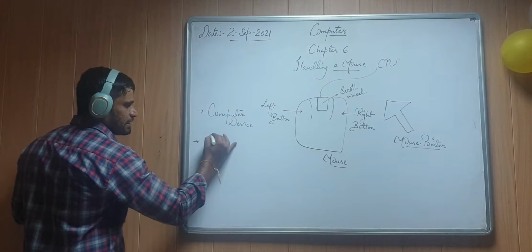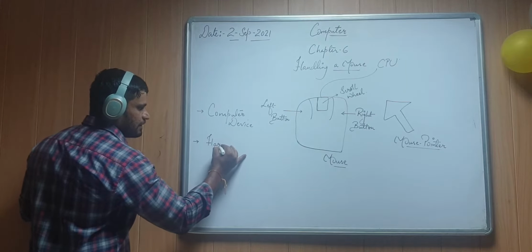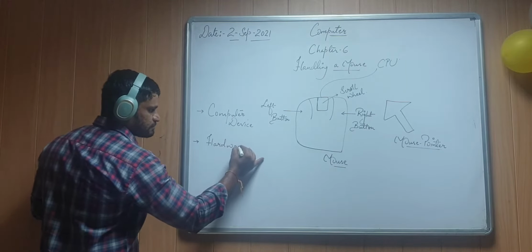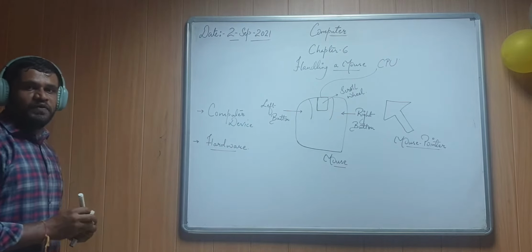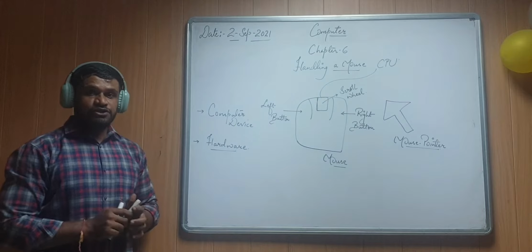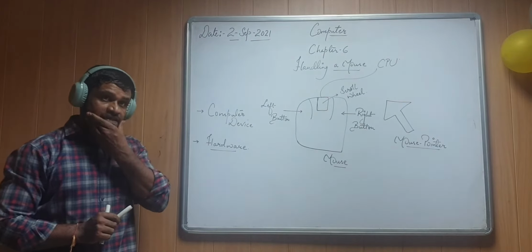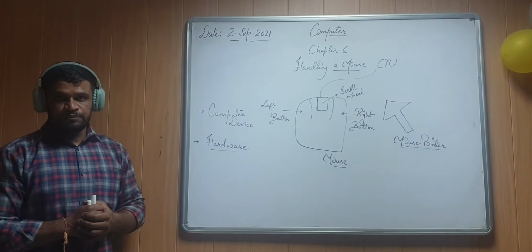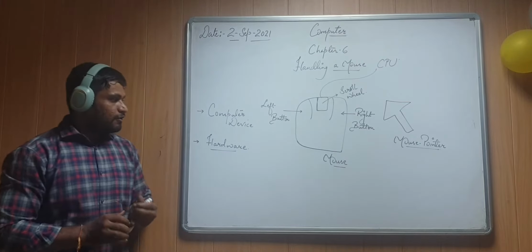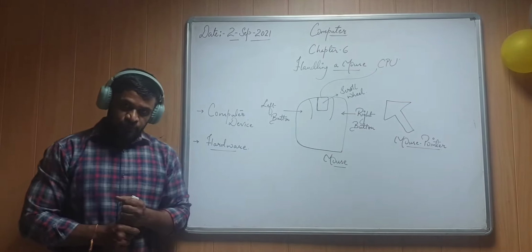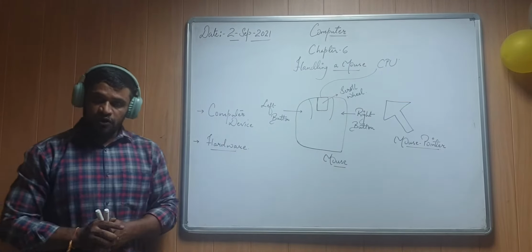Second, mouse is a hardware. As we know, hardware are those devices which we can touch. So as I had shown in the class, we can touch the mouse. We can feel the mouse. We can hold the mouse in our hand, which will help us to do the work. So mouse is a hardware also.